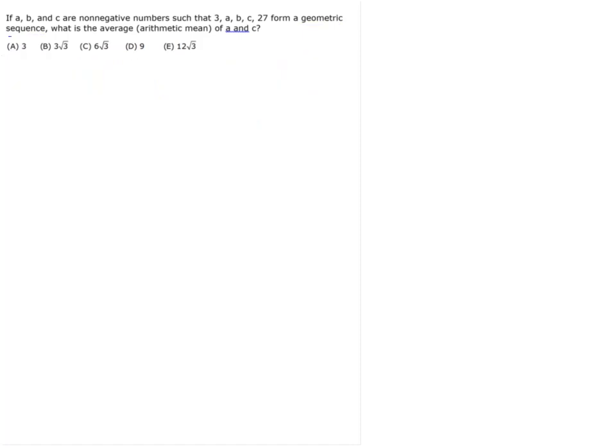So take a look. We have 3, and then A, and then B, and then C, and then 27. Because it's a geometric sequence, each time, and I'll put it in a box as our symbol for a little multiplication, we're multiplying by some number we call R. So we multiply 3 by R to get A, then multiply A by R to get B, then multiply B by R to get C, and then multiply C by R to get 27.